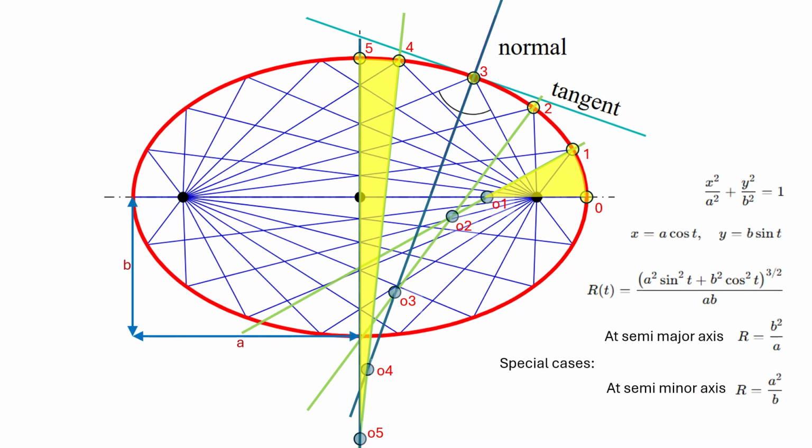The positions can also be determined analytically using equations here. Let a be the semi-major axis while b is the semi-minor axis. At the semi-major axis, the radius of curvature equals b squared over a, while at the semi-minor axis, the radius of curvature equals a squared over b.